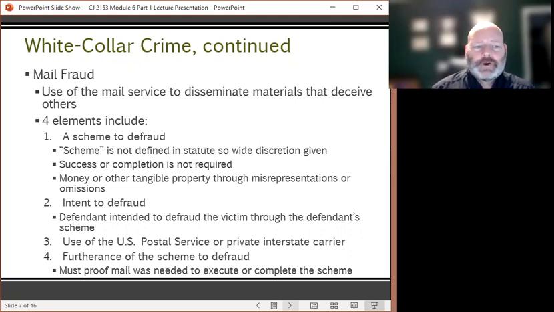And there must be a furtherance of the scheme to defraud. You must prove that the mail was needed to execute or complete the scheme to defraud.